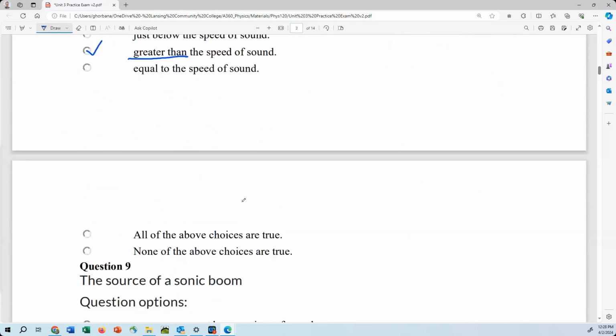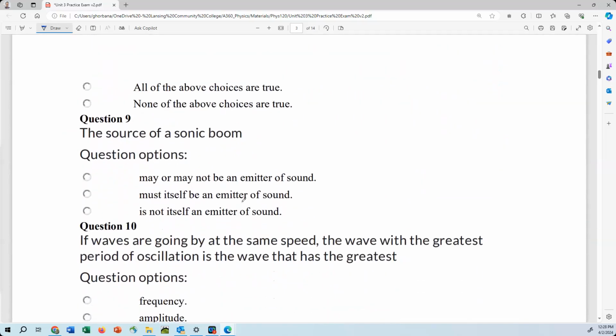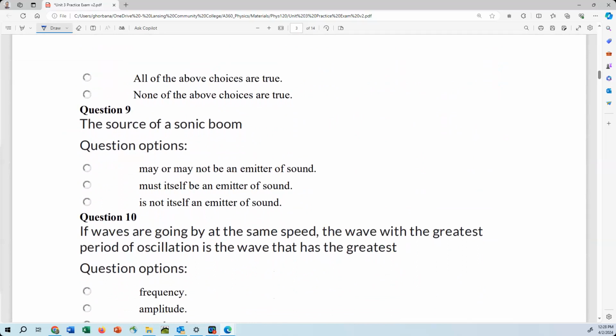So, question number 9. The source of sonic boom may or may not be an emitter of the sound. Yes? Okay. So the right answer is the first one.